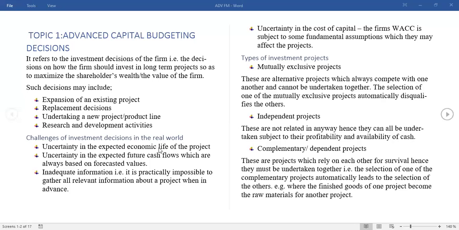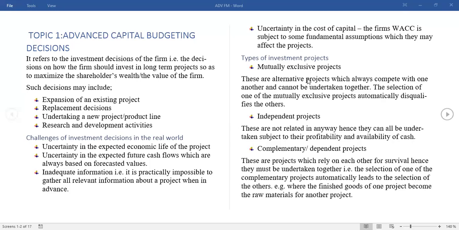So let us look at the types of the capital structure. Not the types of the capital structure, but of the investment projects. Number one, we are looking at mutually exclusive projects, and these are alternative projects which always compete with one another and cannot be undertaken together. So the selection of one of the mutually exclusive projects automatically disqualifies the others.